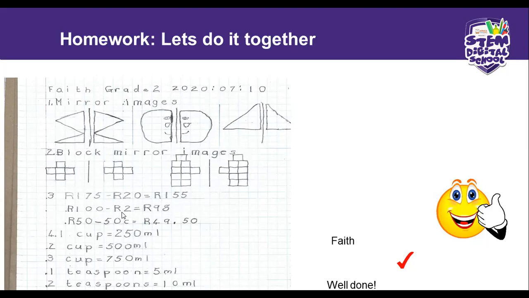100 minus 2 rand, it gives you 98 rand. Check yourself there. If you got 98 rand, give yourself a tick there. The next one, 50 rand minus 50 cents, your answer is 49 rand 50. Good, that's correct. And then we come to our conversion there. Remember we said 1 cup is equal to 250 milliliters.